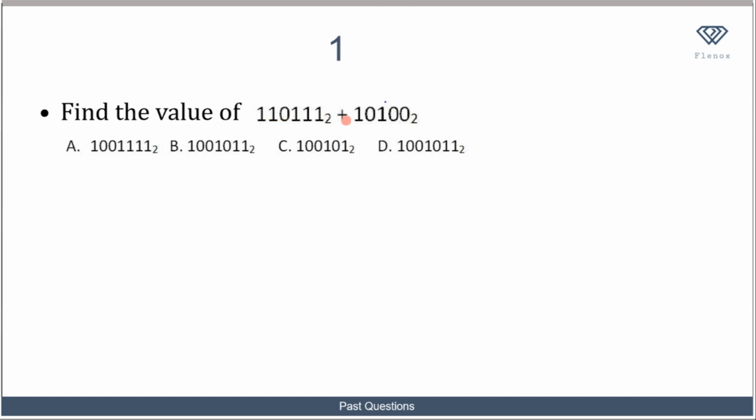1010111 in base 2 plus 10100 in base 2. So how do we go about this? We have to write it out properly. So we have 11011 in base 2 and we're trying to add it with 10100 in base 2.